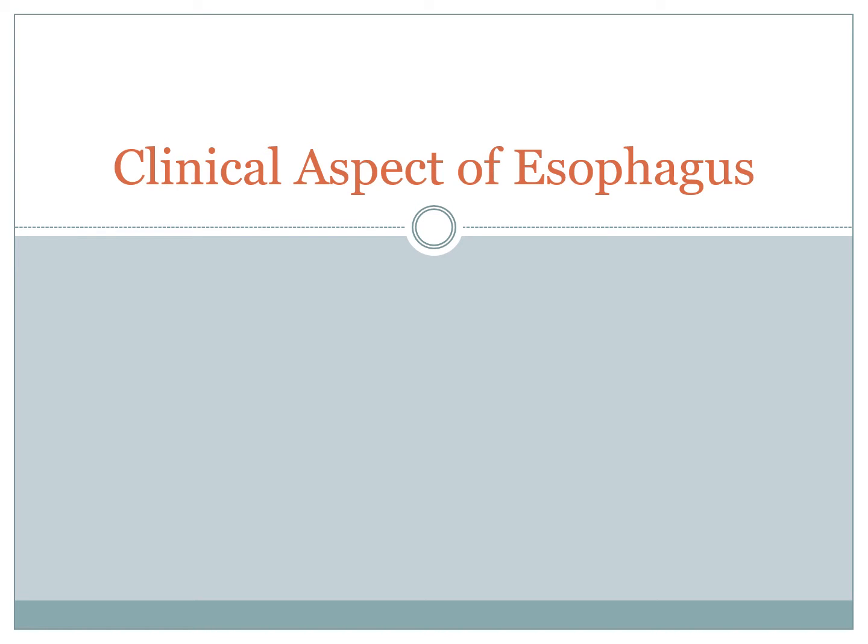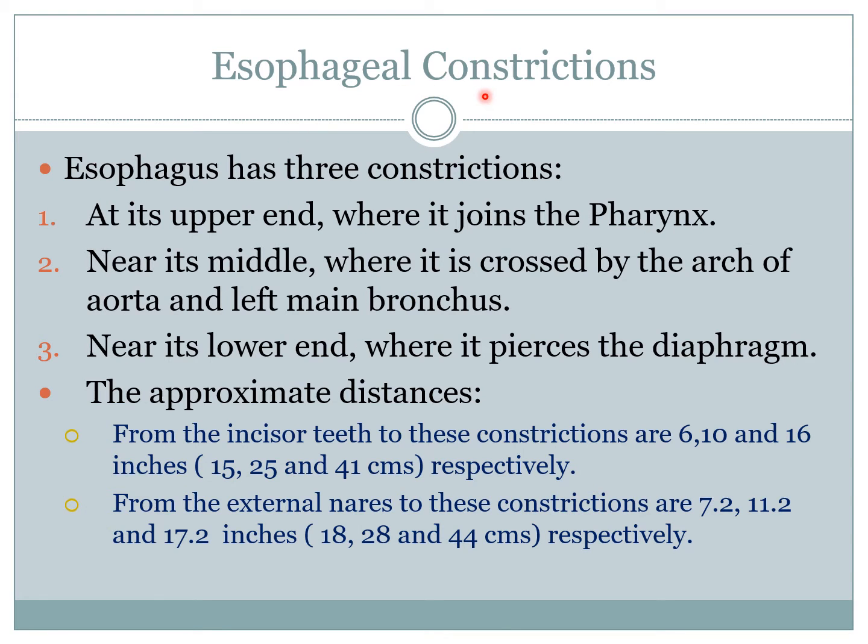Now the clinical aspects of the esophagus. First, esophageal constriction. The esophagus has three constrictions: at its upper end where it joins the pharynx, near its middle where it is crossed by the arch of the aorta and left main bronchus, and near its lower end where it pierces the diaphragm. The approximate distances from the incisor teeth to these constrictions are 6, 10 and 16 inches respectively. From the external nares they are 7.2, 11.2 and 17.2 inches respectively. So these are the esophageal constrictions.